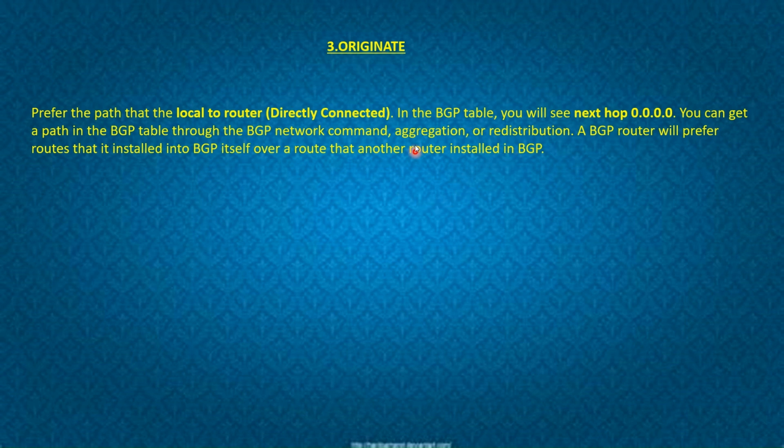So it simply means that origin is the third attribute, and it will prefer the route which is directly connected and locally originated by the router, not the route learned from external routers. Okay, suppose a router has the 10 network directly connected, and the same network prefix is also learned through the redistribution command. It will prefer the locally connected or advertised network, not the redistributed network.